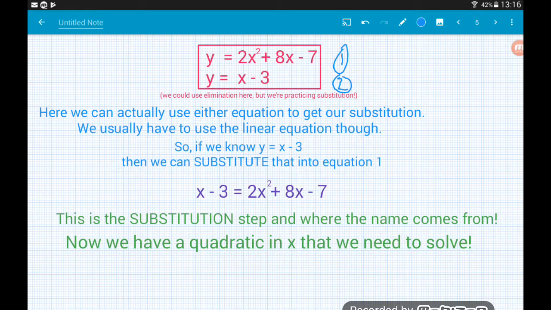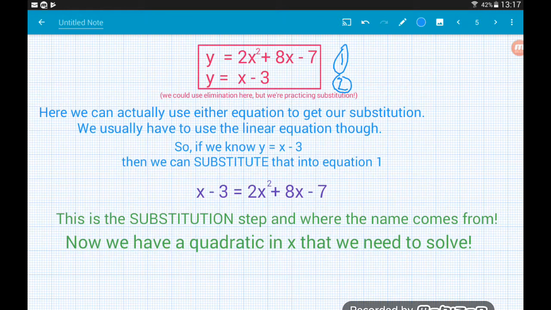Now, the first thing I would recommend doing, as always, is to label your equations 1 and 2. It just makes it easier to say later on what you're doing with your equations. So, how do we do our substitution then? Well, in this one we could use either equation to obtain our substitution, but we usually use the linear one. There are questions where we can't really use the quadratic one, and we have to use the linear one. So it's good practice to always use the linear one.